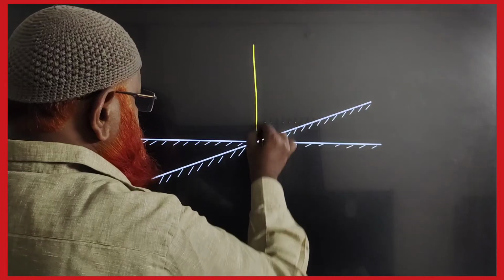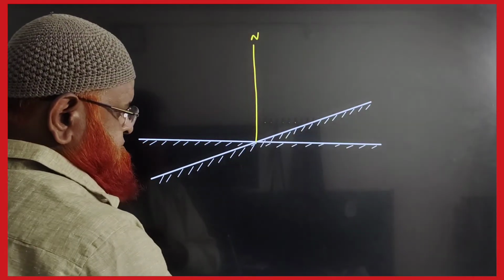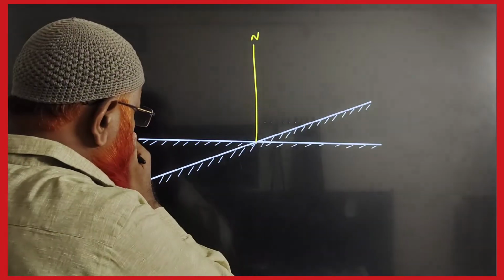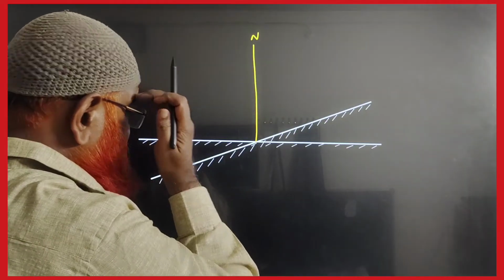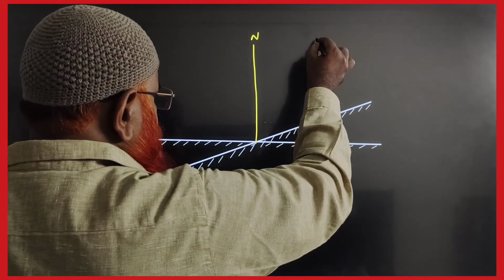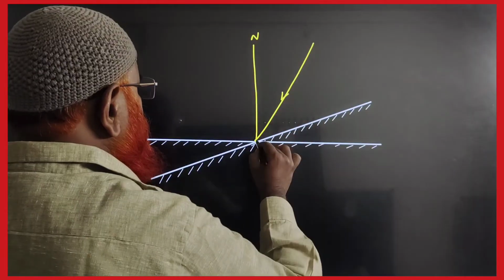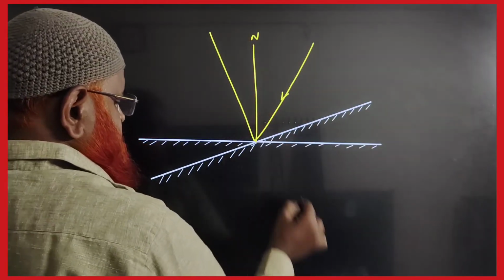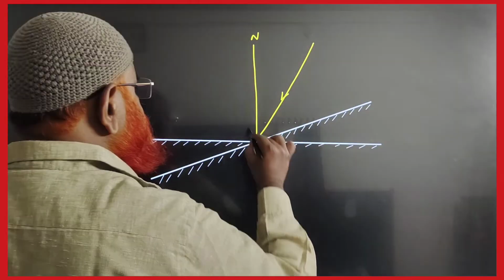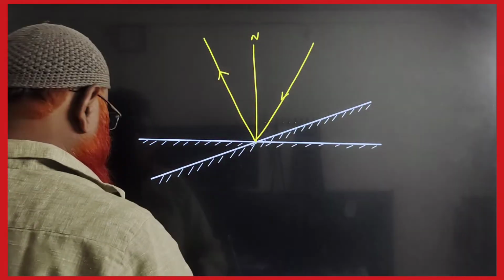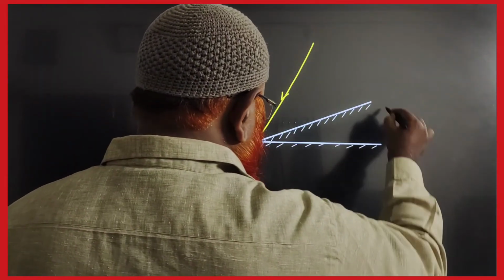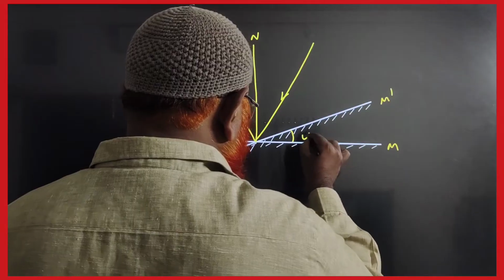Actually, this is the normal. So the light ray is incident from that place. It falls like this, and it is getting reflected like this. Let's say this is mirror M and this is M dash. It is rotated through an angle theta.